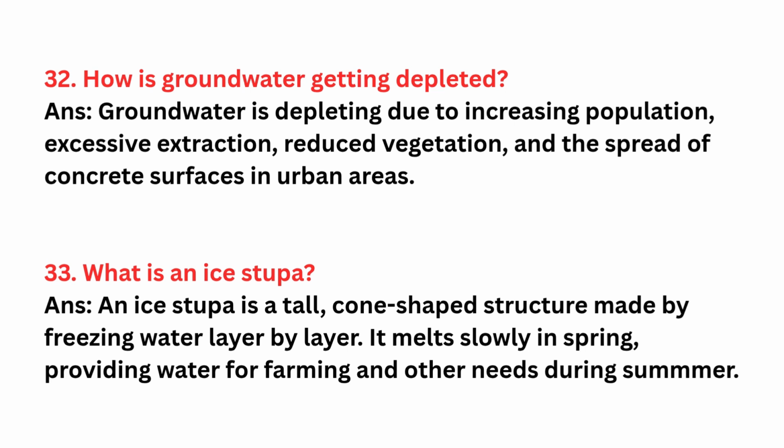Answer. An ice stupa is a tall cone-shaped structure made by freezing water layer by layer. It melts slowly in spring, providing water for farming and other needs during summer.